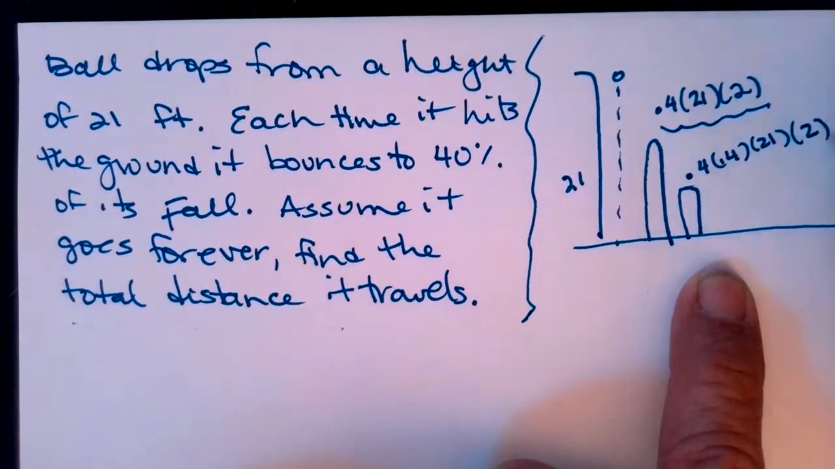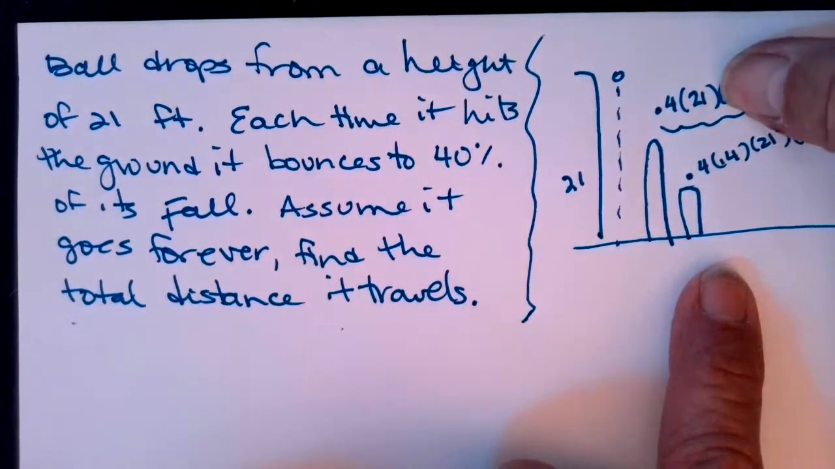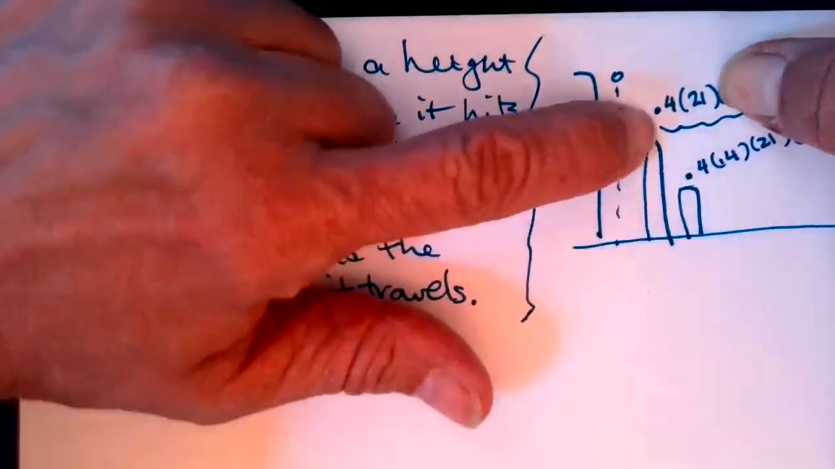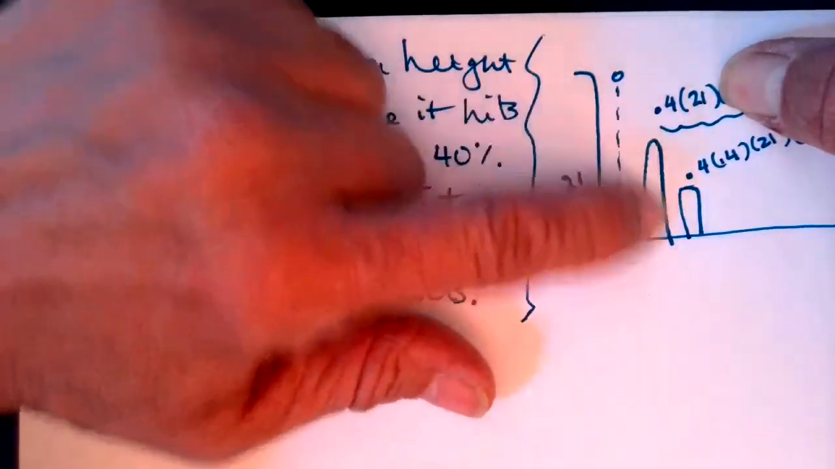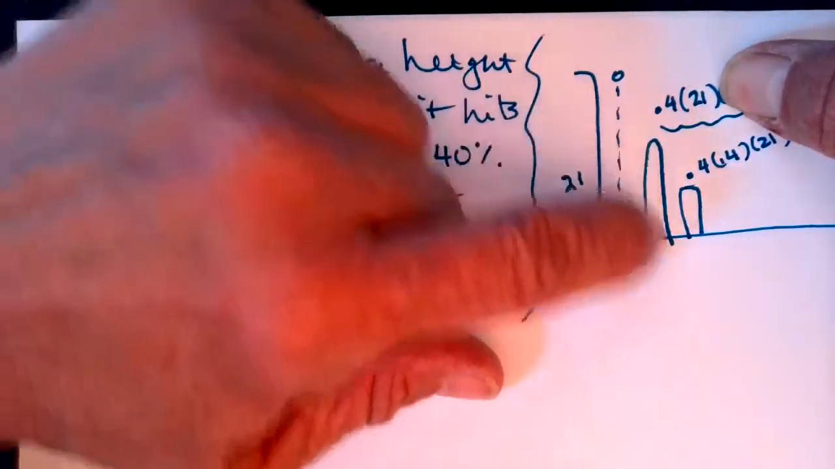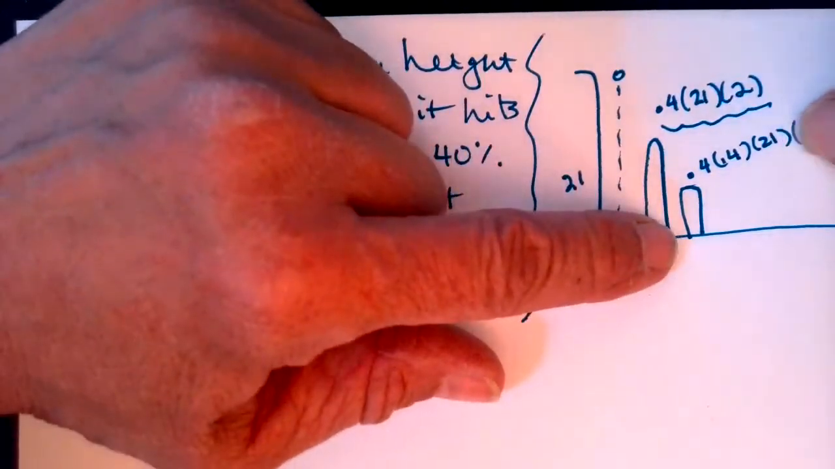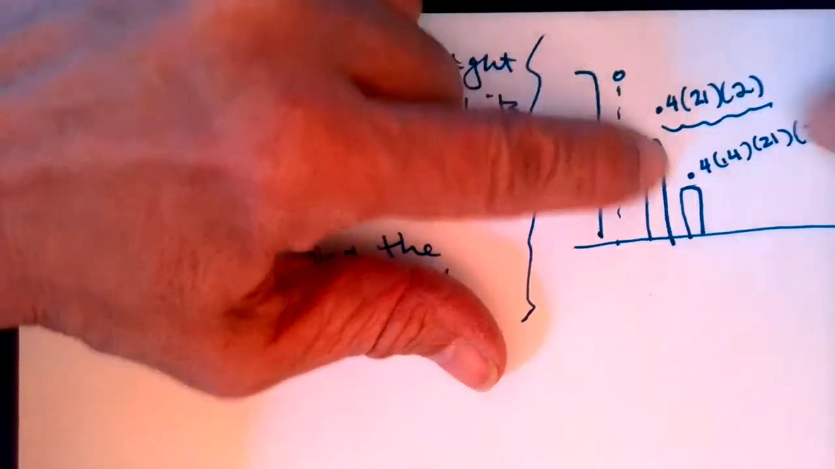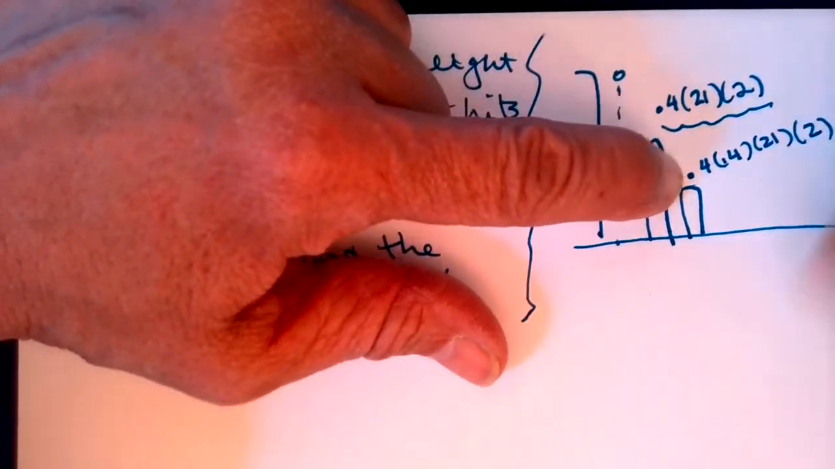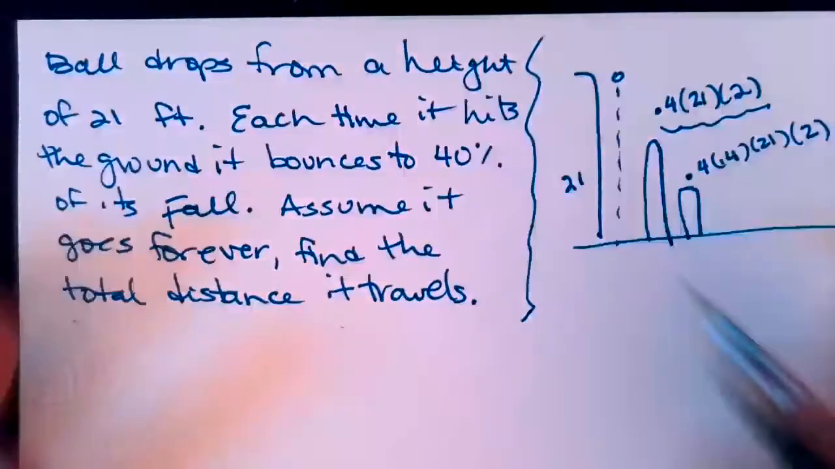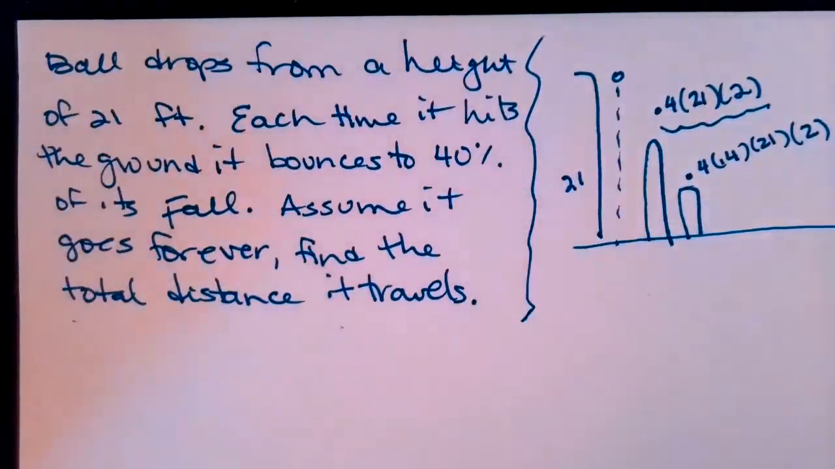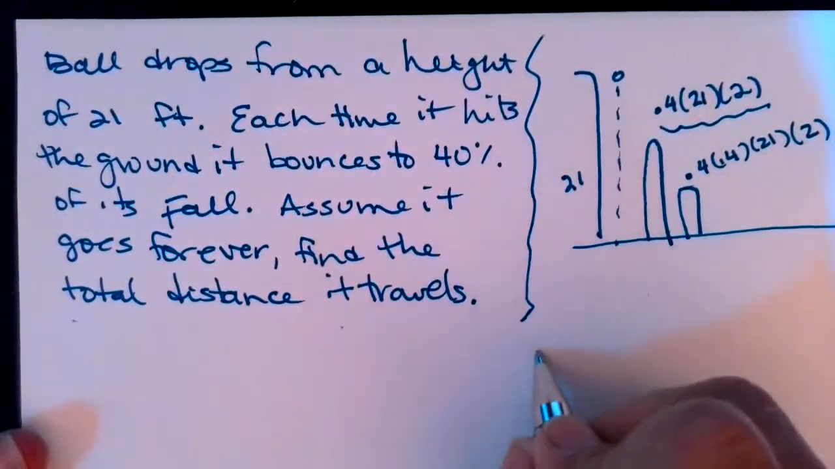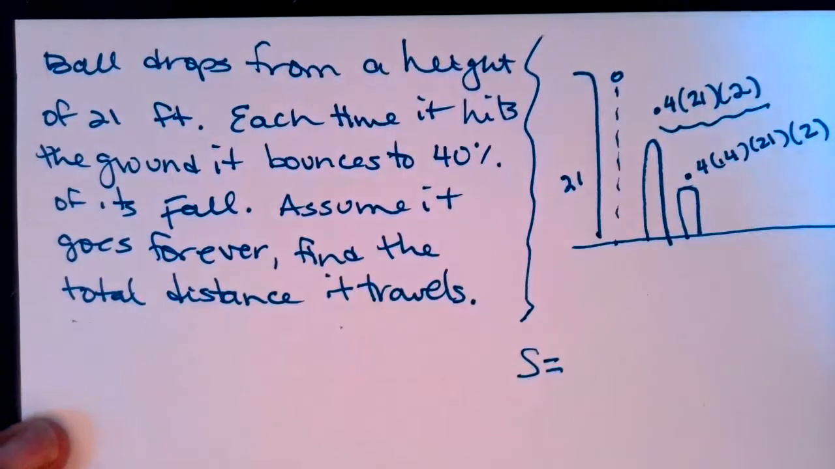But again, it's going to go up and come back down, so another times 2. So 40% of 21 is this drop down here, but I get one for going up and one for coming back down. Same thing here. I get 40% of this fall, but then I get another one of them because it goes up and it comes back down.